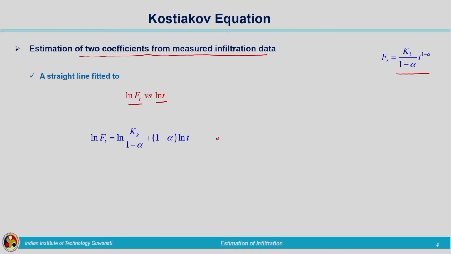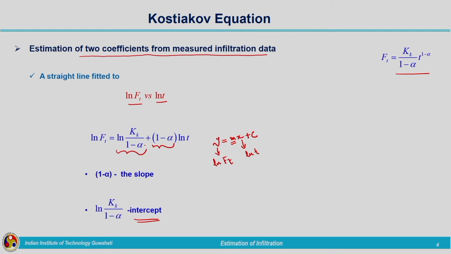So, this is in the form of the equation of a straight line, y equal to mx plus c. Here y is ln F of t and x is ln t. So, m, the slope, is 1 minus alpha, and c, the intercept, is represented by this particular term, ln of K divided by 1 minus alpha.